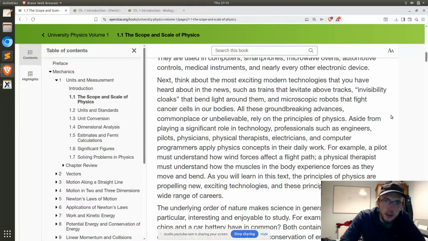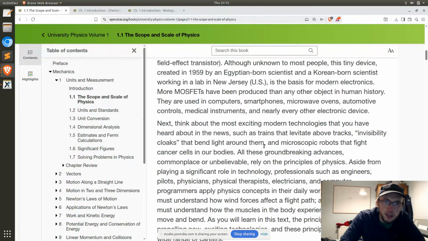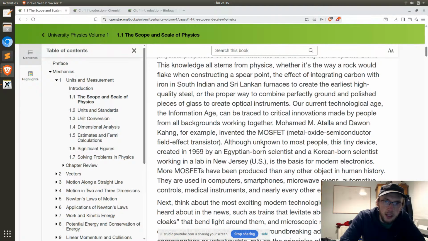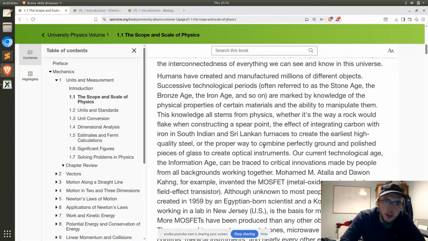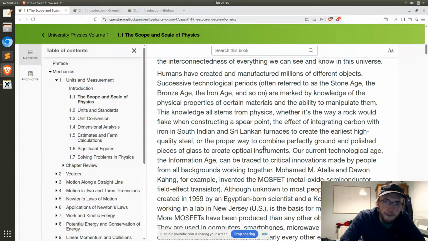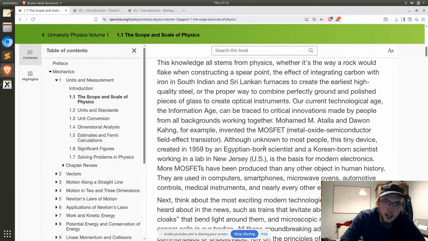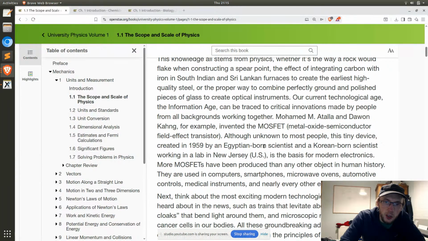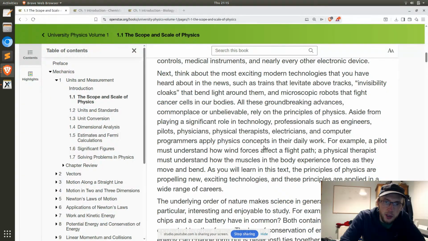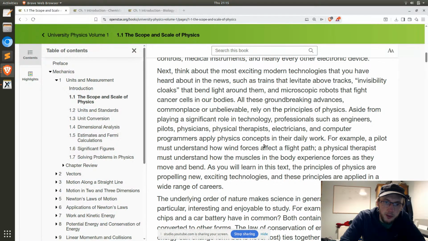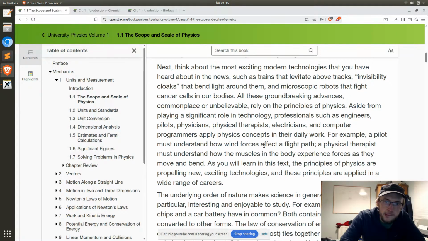Okay, so what's going on here? Talking about modern technologies, talking about how they are relevant to modern careers, modern technical careers, and just up here, sort of talked about Stone Age, Bronze Age, Iron Age, and then it pointed out the MOSFET, the transistor, metal oxide semiconductor field effect transistor, of which there's more of them than any other object we've ever made. Okay.